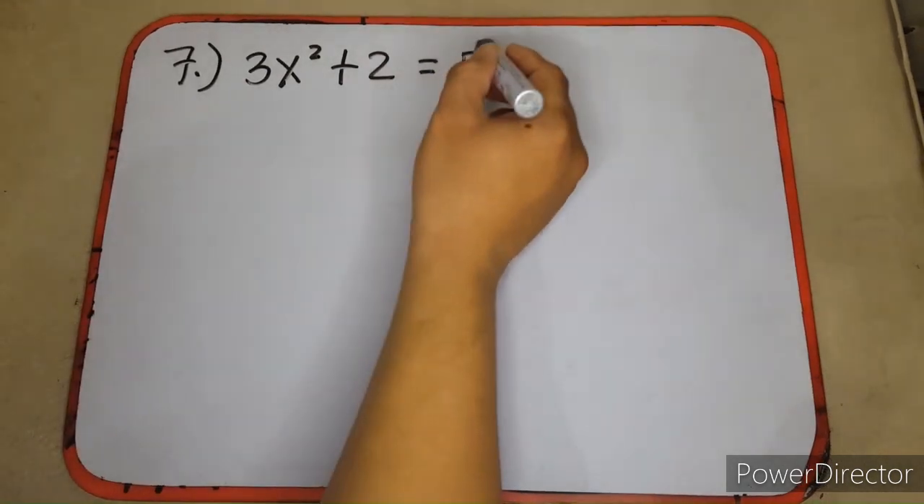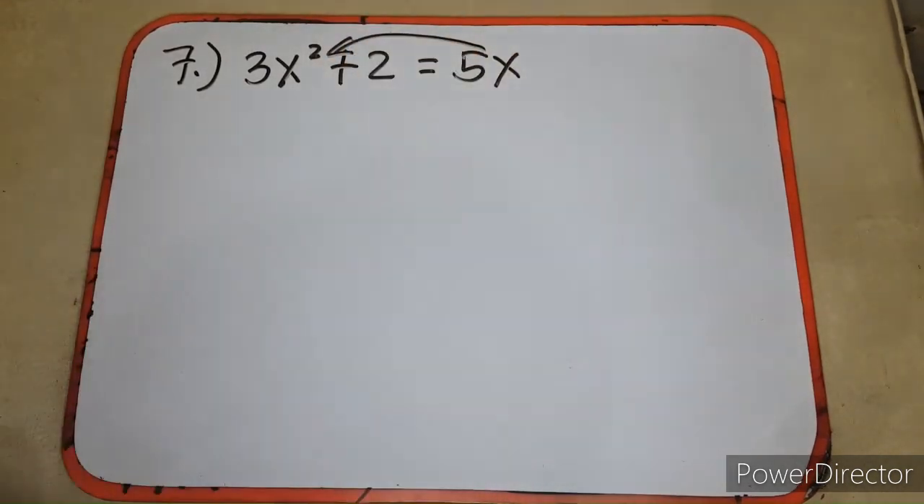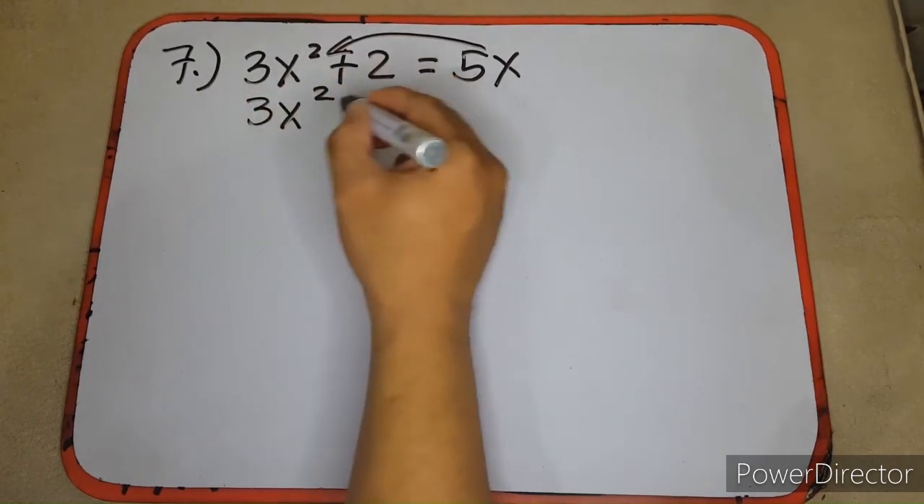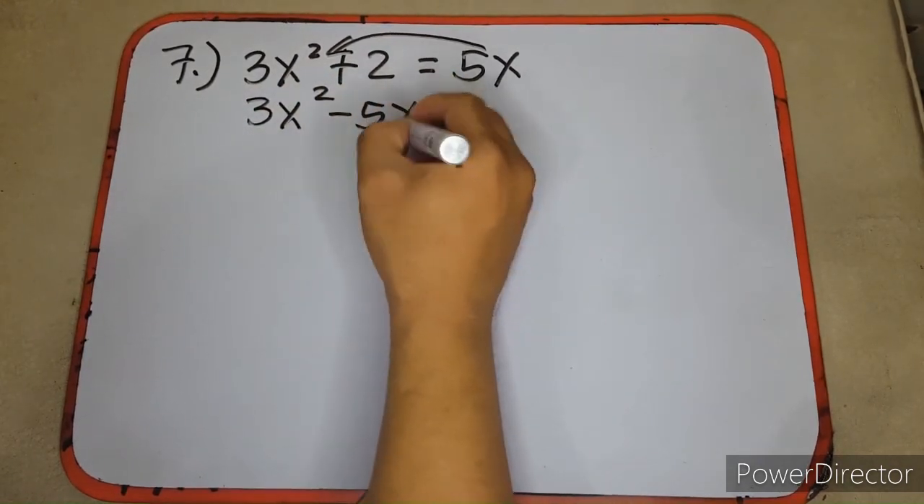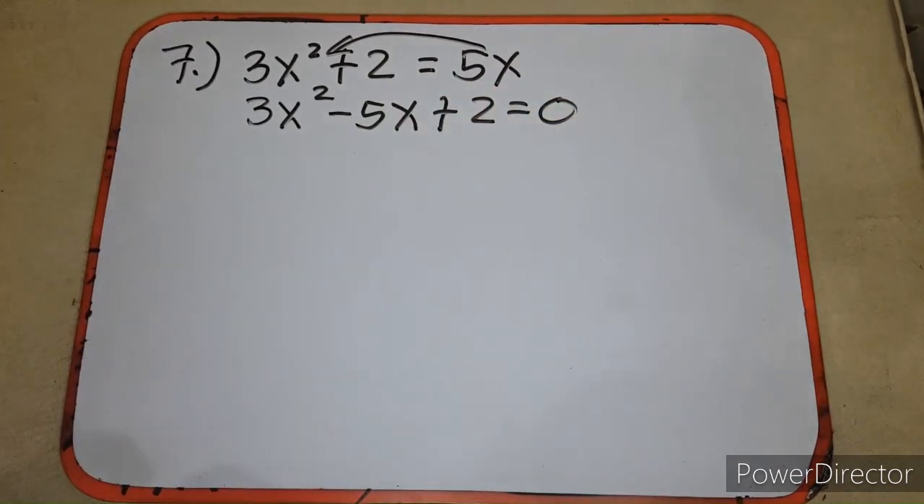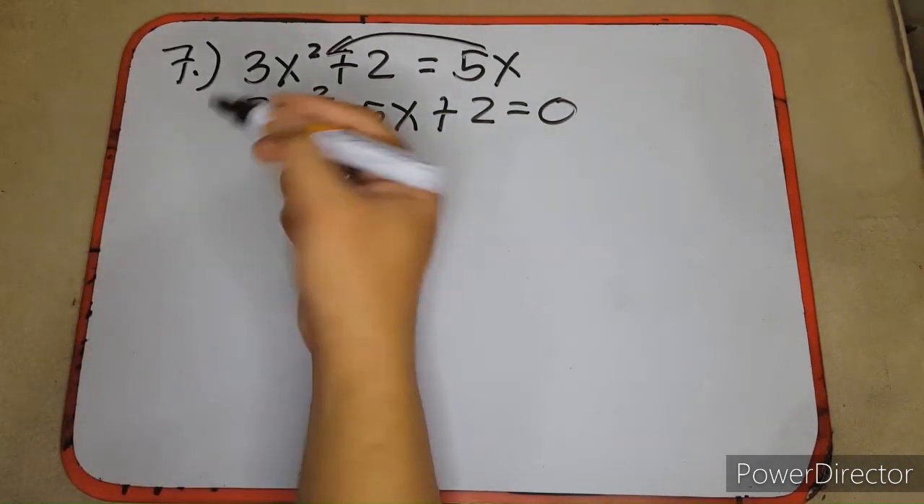So if we're going to do that, we have to move 5x to the left side of the equation. So we'll have 3x squared minus 5x plus 2 is equal to 0. So as I was saying, if it's already in the right form of the equation, we can correctly identify the values of a, b, and c.